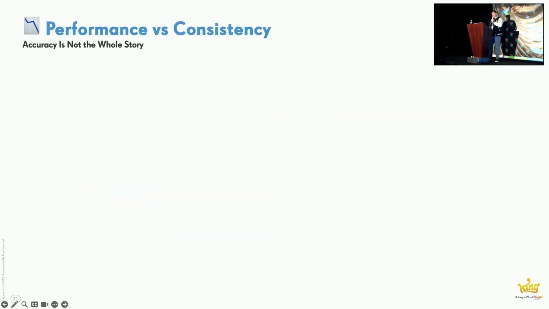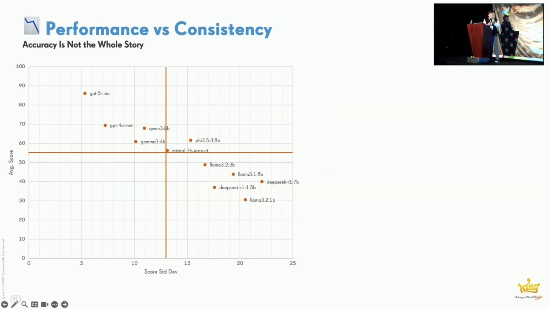The averages are not everything. This chart shows variability on the x-axis, so the standard deviation, and average score on the y-axis, with some median lines here to break it up into quartiles. Ideally, what you want is a model landing in that top left quadrant, high performing and quite stable. And the GPT models are exactly that.